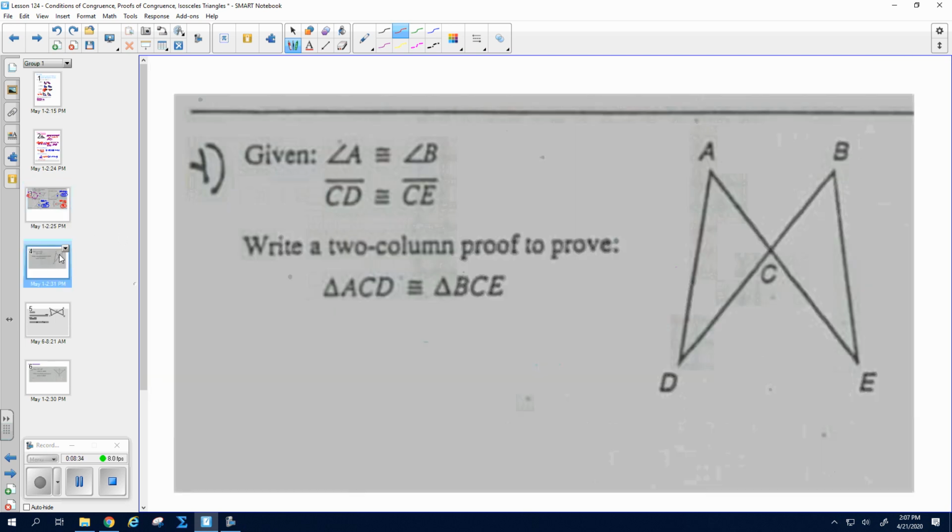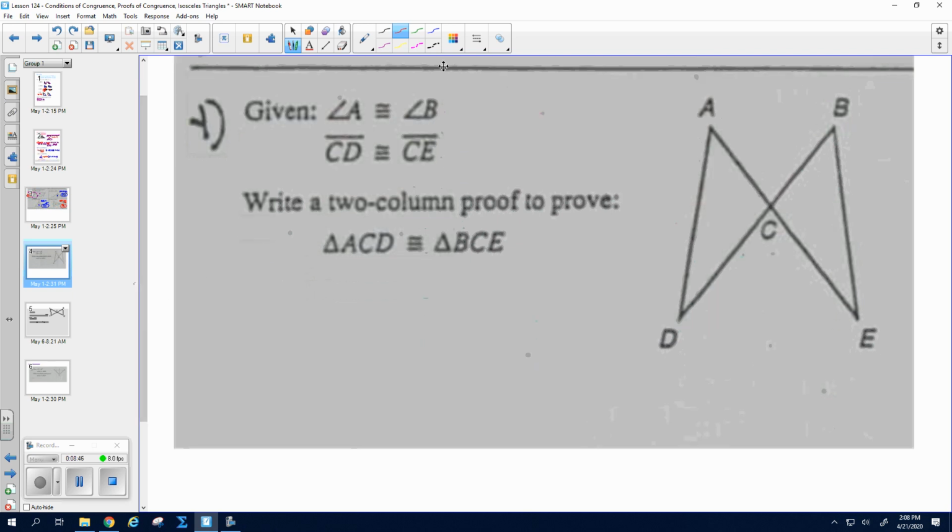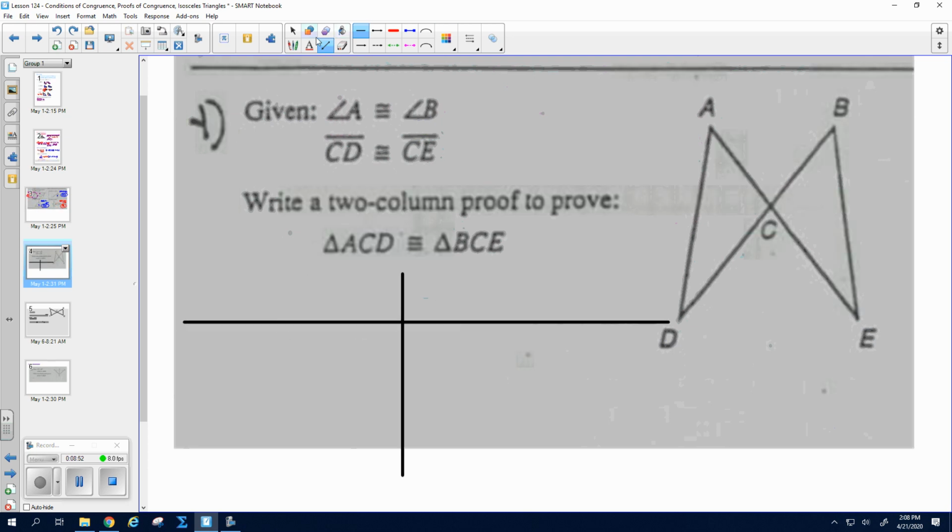Okay, this is one of the problems from your homework. So if you want to stop, pause it, and print it off, and then do this one with me, that would be great. So every time you do these, I want you to do two columns. And on the top left here, you're going to write statements. And over on this side, you're going to write reasons.